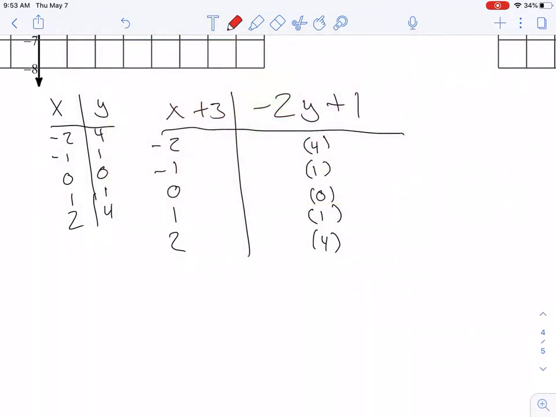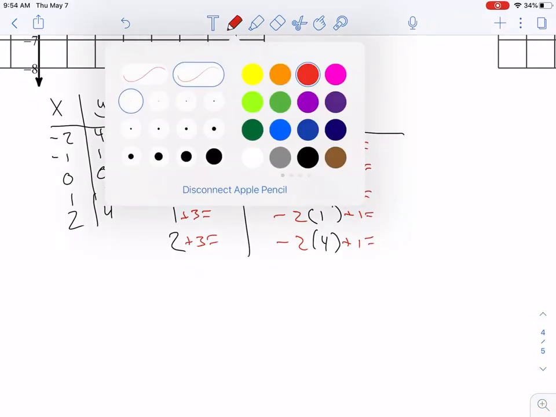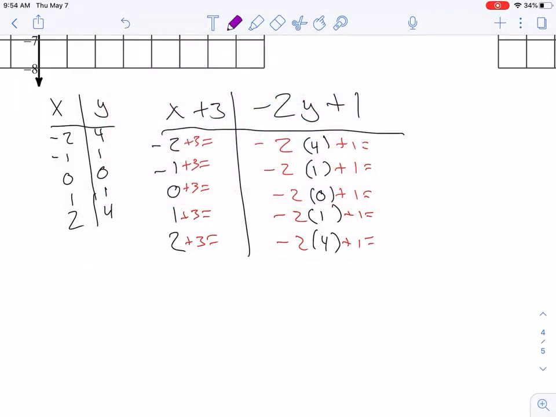Okay, and then I'm going to use red here. We are changing our parent in our x values by adding 3. We are changing the parent of our y values by multiplying by -2 and then adding 1. And I'm going to write all my answers in purple. So now we're evaluating each individual problem.